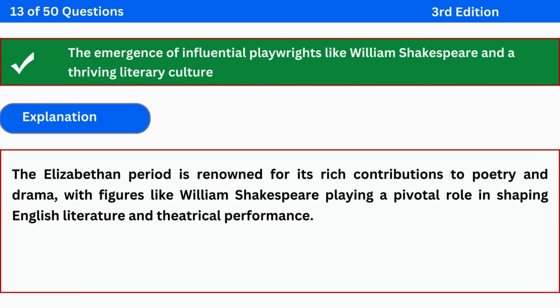The correct answer is the emergence of influential playwrights like William Shakespeare and a thriving literary culture. Explanation: the Elizabethan period is renowned for its rich contributions to poetry and drama, with figures like William Shakespeare playing a pivotal role in shaping English literature and theatrical performance.